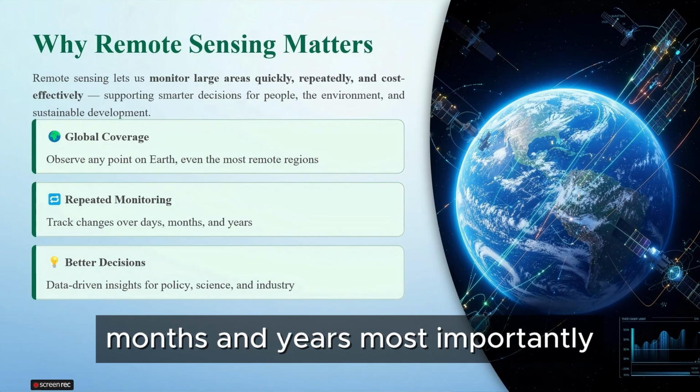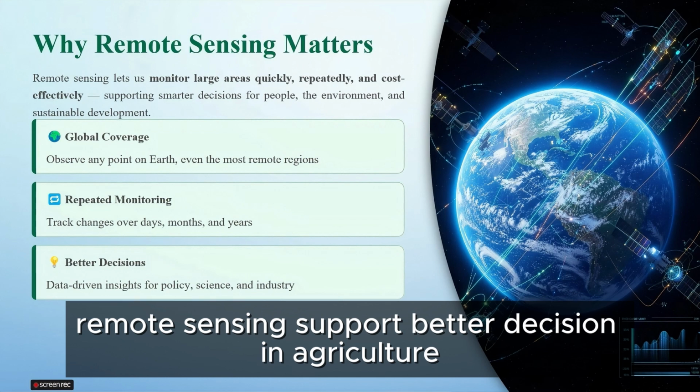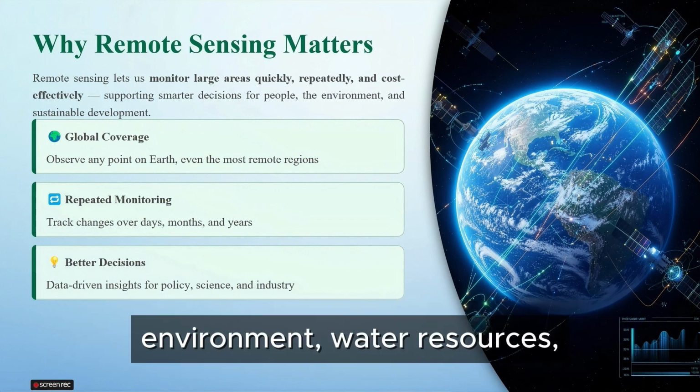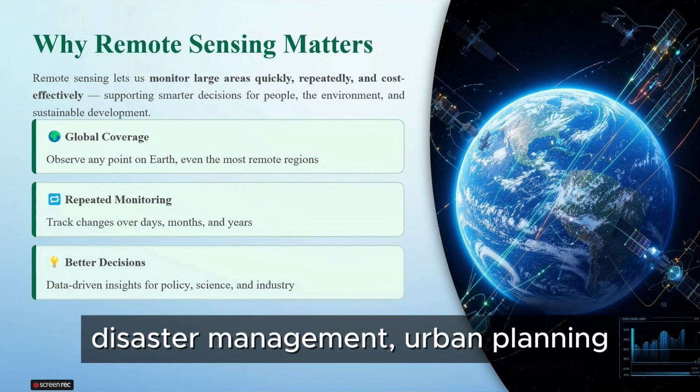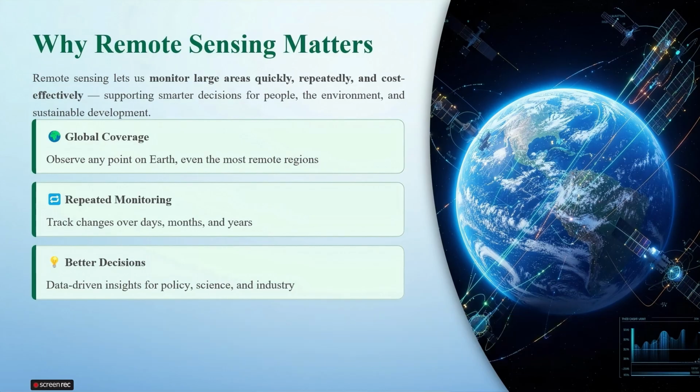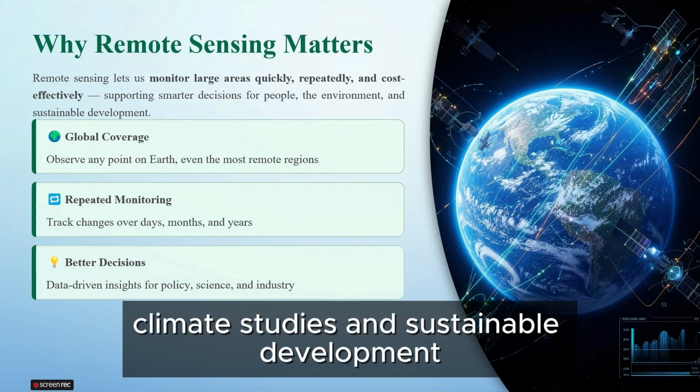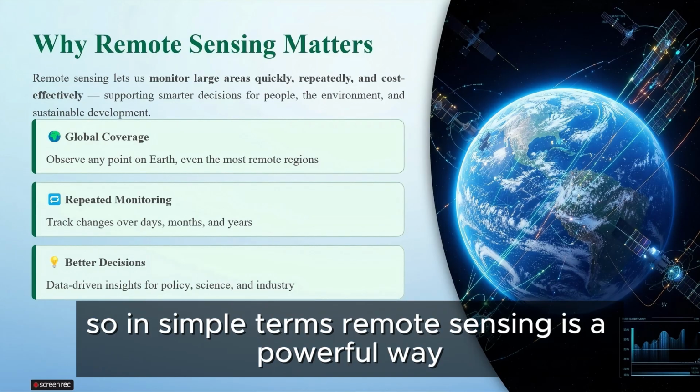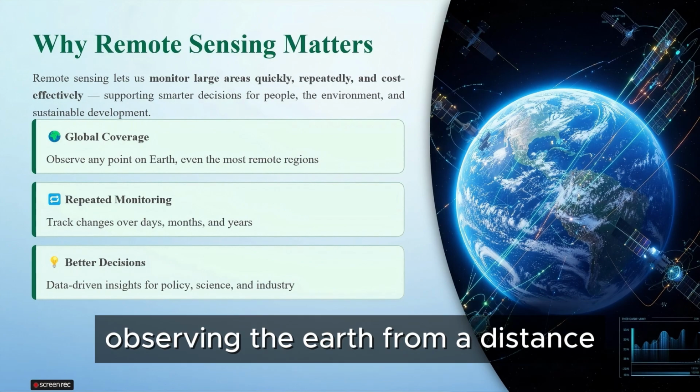Most importantly, remote sensing supports better decisions in agriculture, environment, water resources, disaster management, urban planning, climate studies, and sustainable development. So, in simple terms, remote sensing is a powerful way of observing the Earth from a distance.